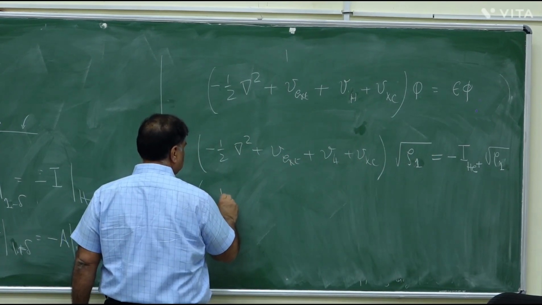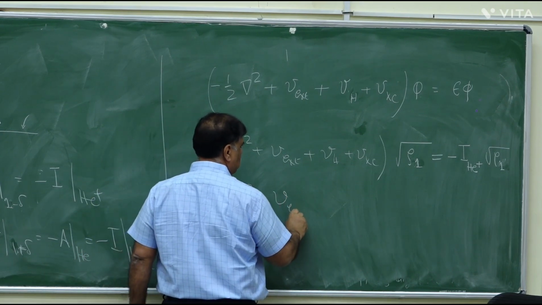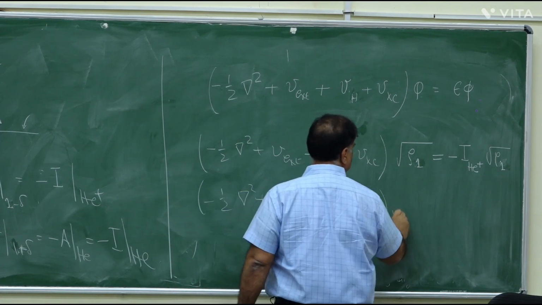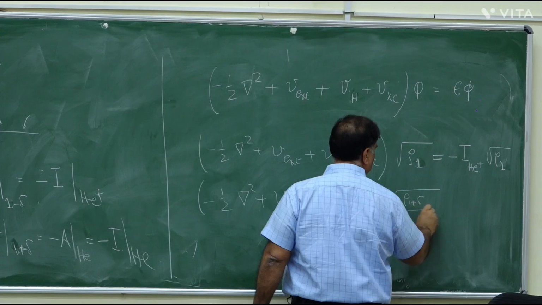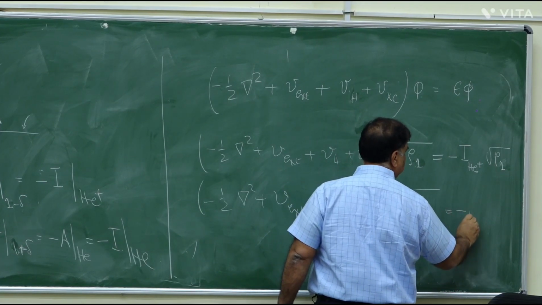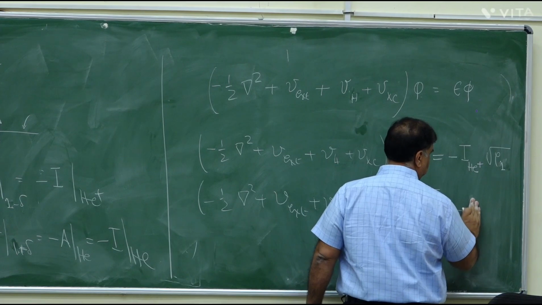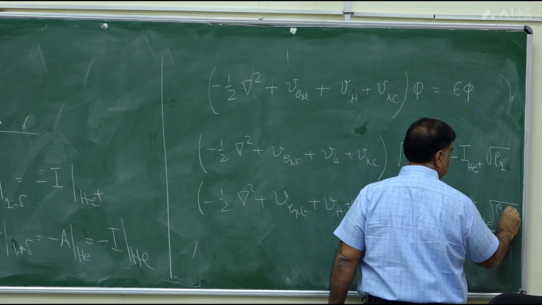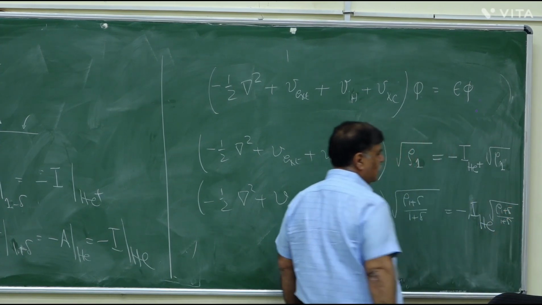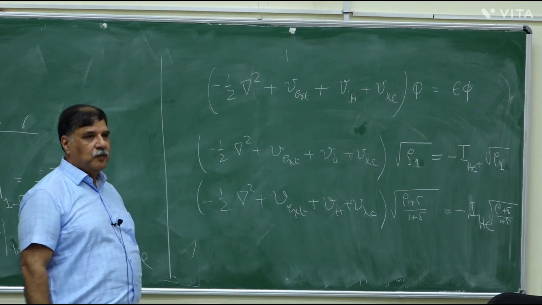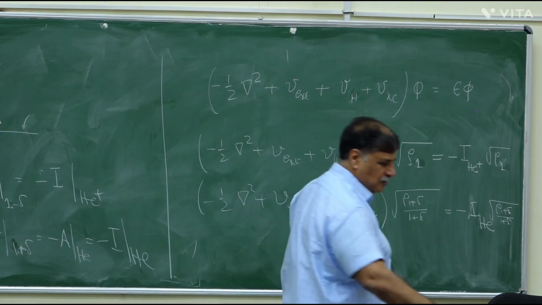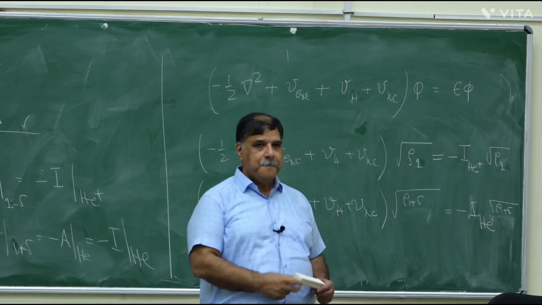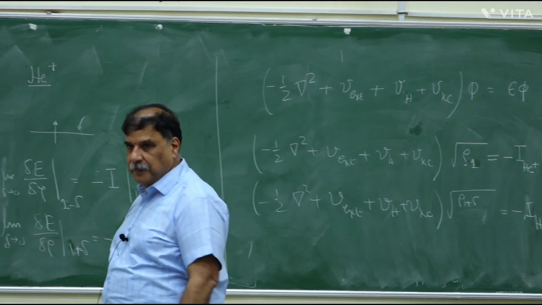For the other system, the square root of rho 1 plus delta over 1 plus delta is going to be minus A helium plus or minus I helium, the square root of rho 1 plus delta over 1 plus delta. That's the normalized orbital for 1 plus delta. I can even remove that normalization thing. I'll just write it like this. Is that okay? Any questions on that?